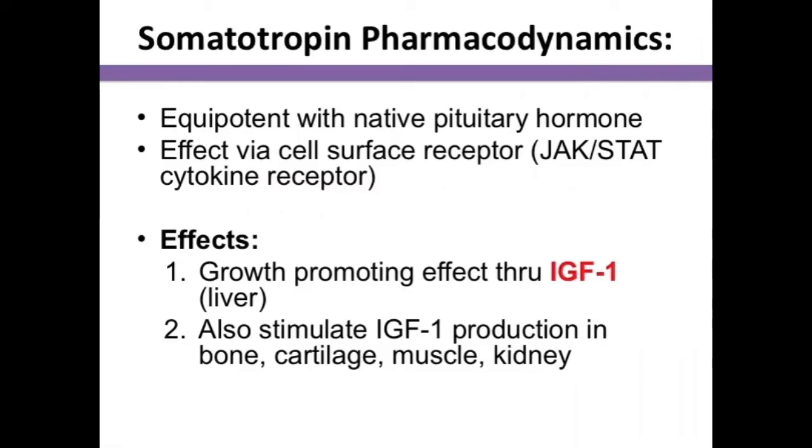Somatotropin is equipotent with the native pituitary hormone, and the effect is via the cell surface receptor, the JAK/STAT cytokine receptor. Now, I hope everybody has read the handout so they know exactly what we are talking about. The effects are through the growth-promoting effect via IGF-1 from the liver, and it also stimulates IGF-1 production in bone, cartilage, muscle, and kidney.